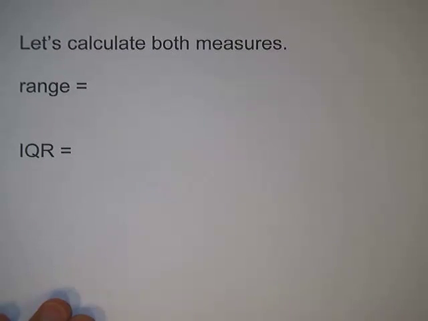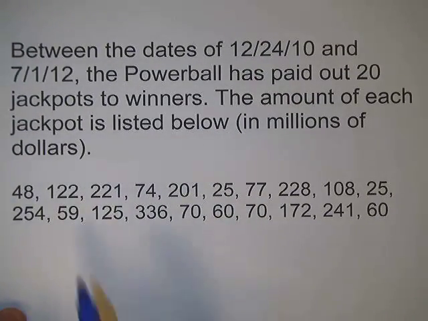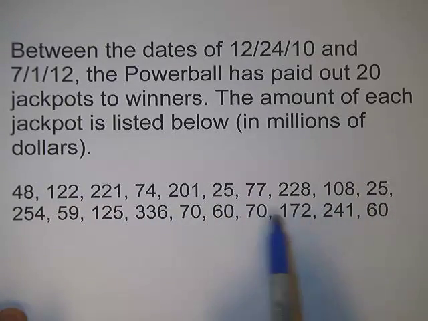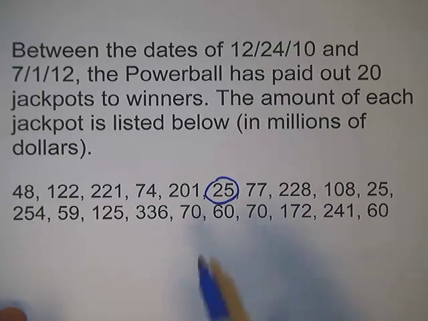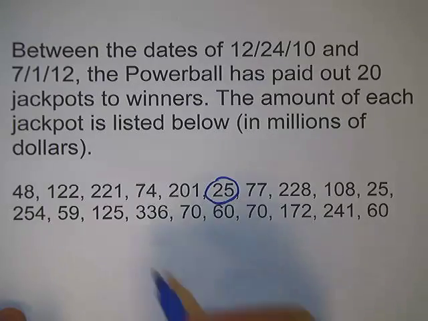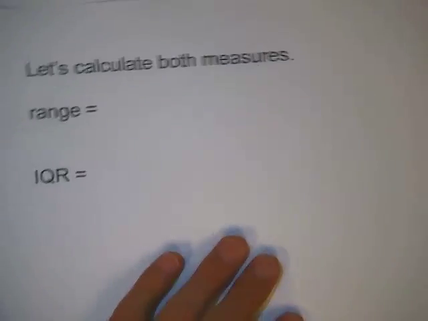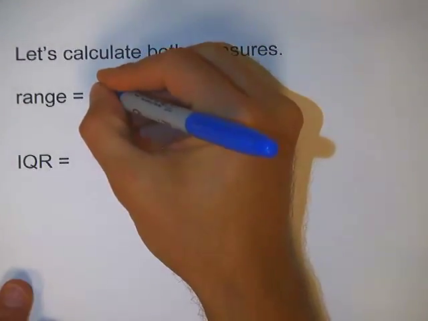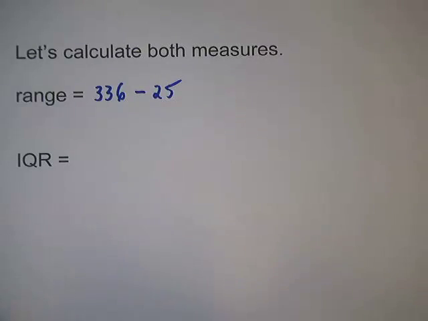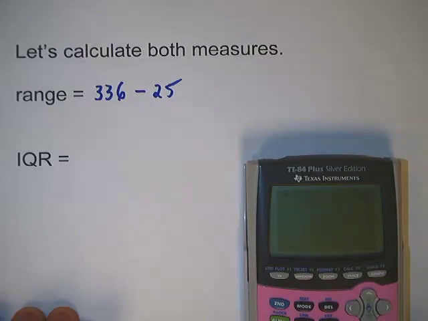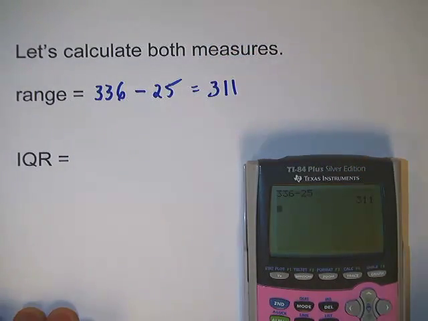Okay, so let's go ahead and calculate both of those from our data set. If we look at the range, so we want the range first. If we go back to our data, the range is the max minus the min. So let's go quickly and scan for the minimum. Okay, and the minimum here is $25 million, which is still a lot of money, but it's the minimum of this data set. And our maximum here is 336. So to calculate the range, we take our maximum, 336, and subtract our minimum, 25. 336 minus 25, we end up with a range of $311 million.